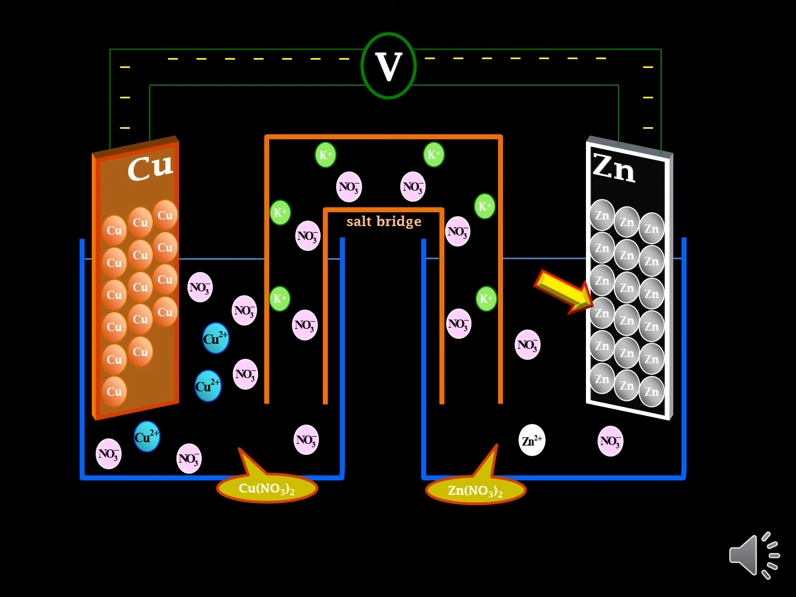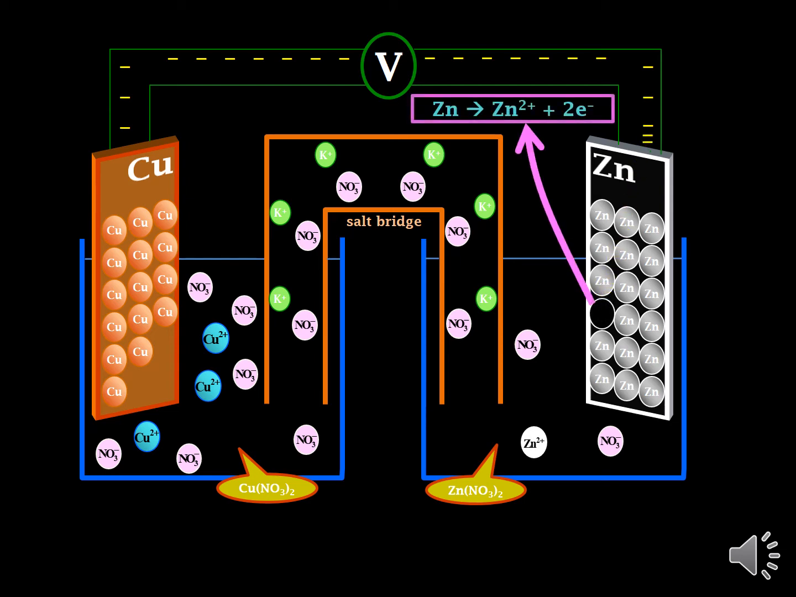Now we will focus on the zinc electrode, which is made up of zinc atoms. As zinc is a more active metal, zinc will act as an anode and it will start oxidizing. Here each zinc atom will lose 2 electrons and convert into zinc ions. As we can see here, the two electrons of this zinc atom are moving from the zinc electrode towards the copper electrode with the help of wires.